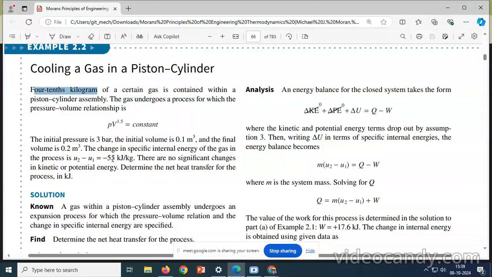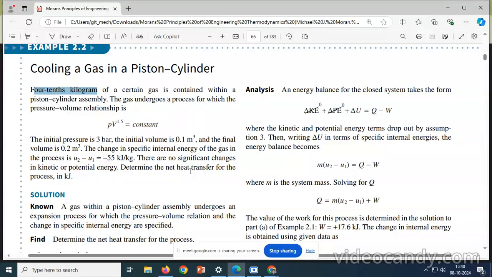So much of internal energy is already contained in the system. There are no significant changes. Read carefully. There are no significant changes in kinetic or potential energy. So these wordings are very important to solve in the future for first law of thermodynamics, where internal energy, kinetic energy and potential energy, all these things are going to combine to find out the net energy change in the system. So question is, determine the net heat transfer for the process in kilojoules.